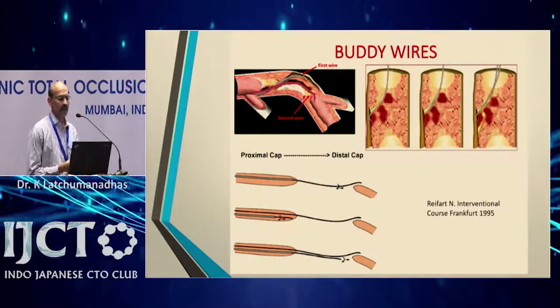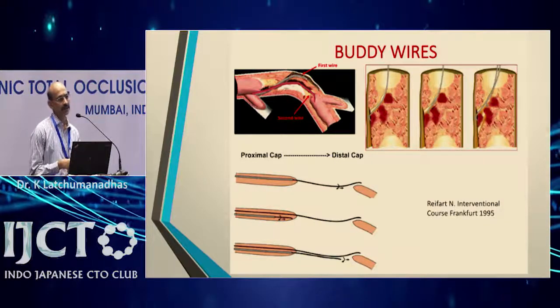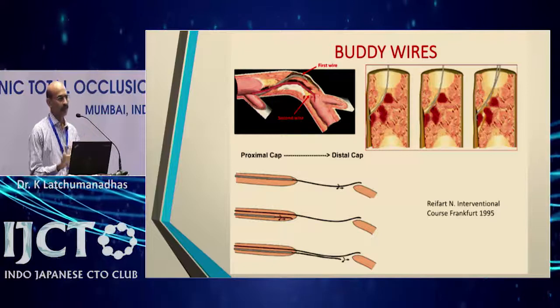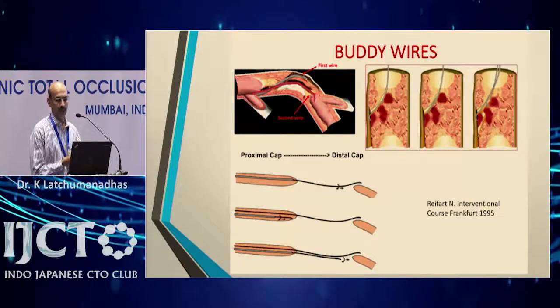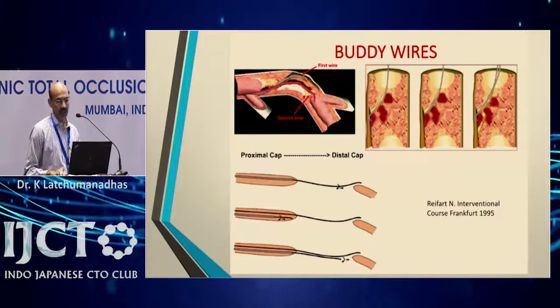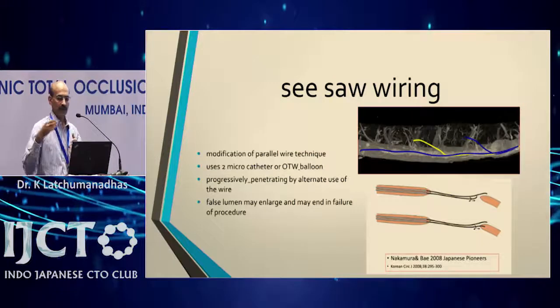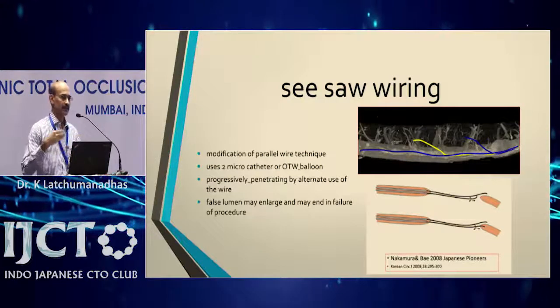Then body wires, you can see that the wire which has gone into the subintimal space may anchor the guiding well, and then the second wire may be able to penetrate the lesion. And of course, with that, you can see the seesaw wiring, where with the microcatheter, you can travel a distance, and then the next catheter travels a further distance.